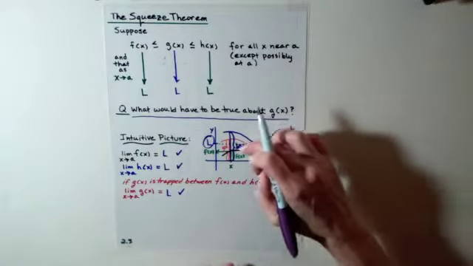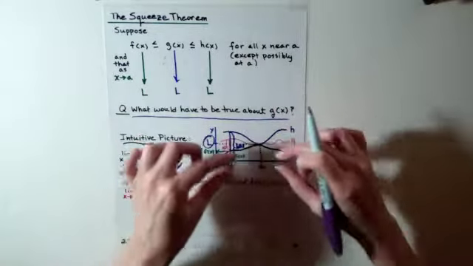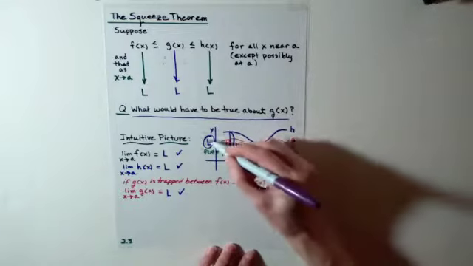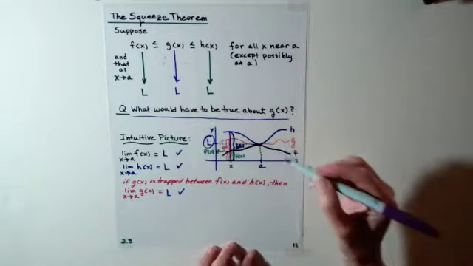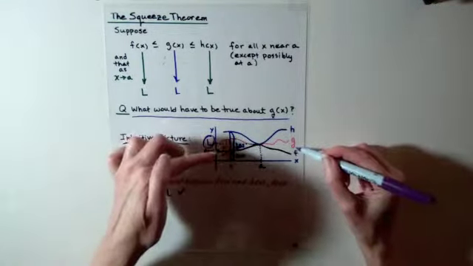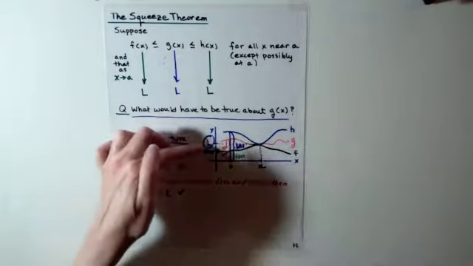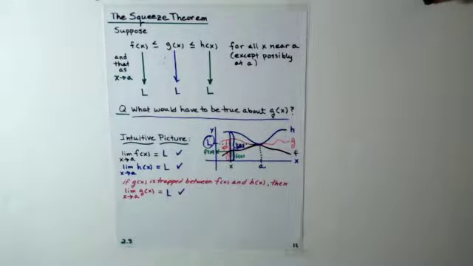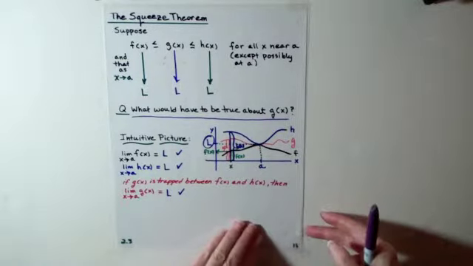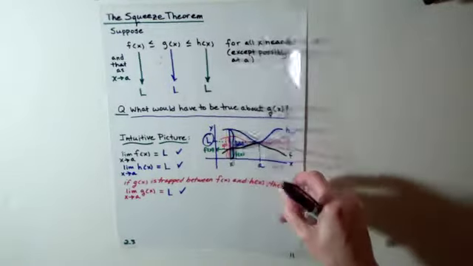It says if you have a function that's squeezed between two other functions that are both approaching the same limit of L, then the function that's in between must also be getting closer and closer to L. Well, let's go ahead and see if we can apply this to a specific example that couldn't be done in any other way than using the squeeze theorem. So we're going to look at the example on the next page.